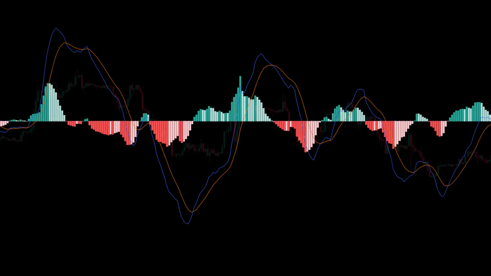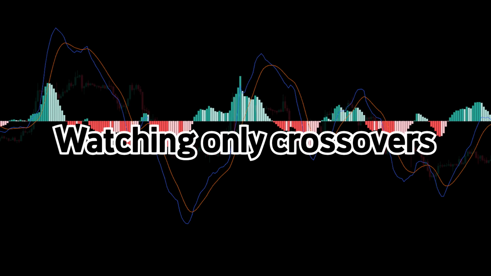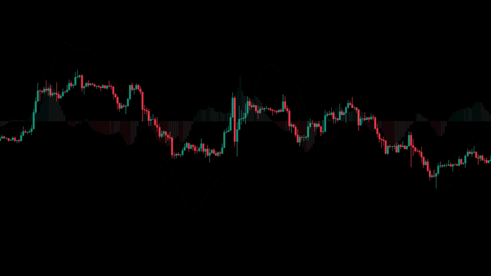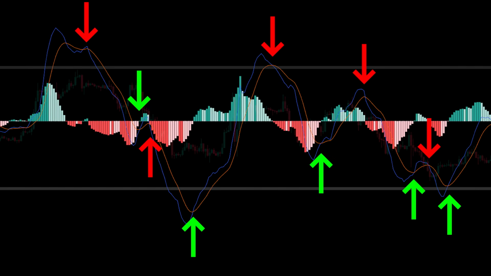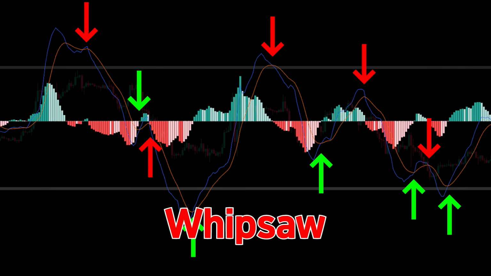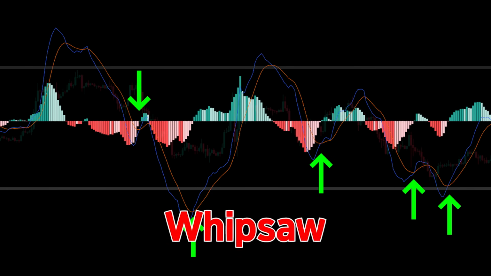Part 0. The most common mistake. The number 1 mistake traders make with MACD: watching crossovers alone. Take a look at a chart during a ranging market. Price drifts sideways with no direction, while MACD keeps flipping between Golden Cross and Death Cross. This is called a whipsaw, a stretch where false signals fire one after another.